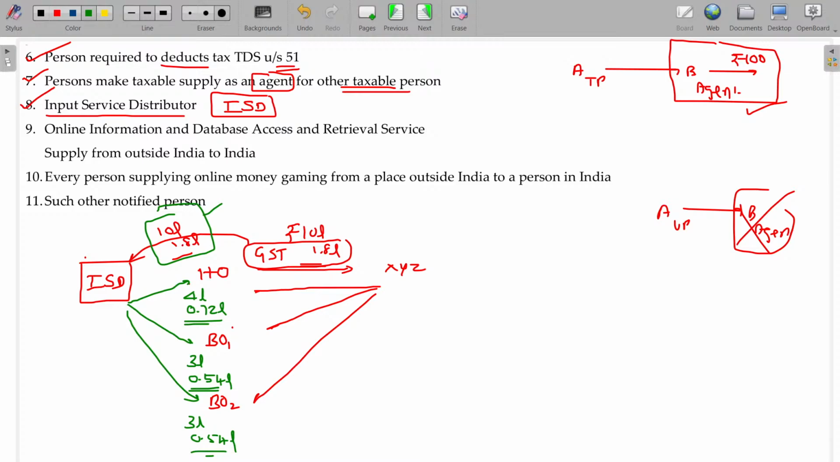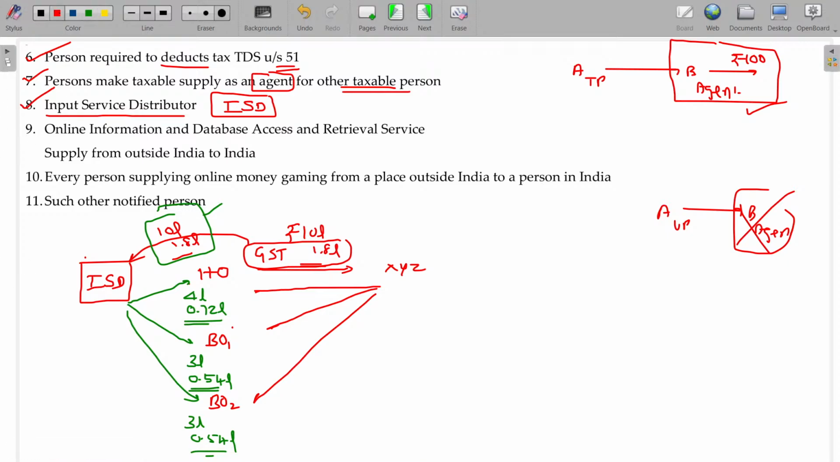See, I have paid 1.8. That 1.8 is distributed to the 3. Now, HO can enjoy ITC for 72,000. Branch office 1 can enjoy ITC for 54,000. Branch office 2 can enjoy the ITC for 54,000. For this purpose that ISD is formed and they don't do any more operations, their intention is to distribute the services to various branches of the same organization so that each and every entity can claim their own ITC based on the invoice. So this ISD should compulsorily register. Is that clear?